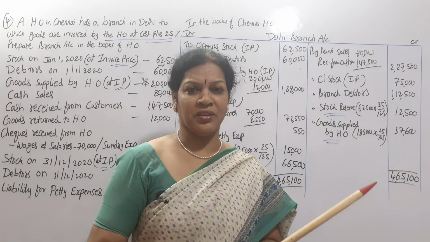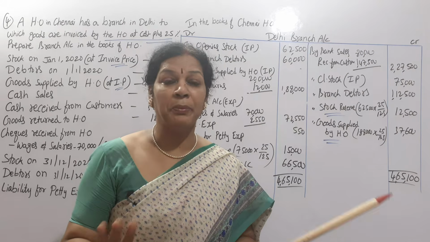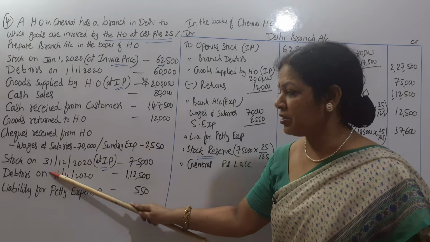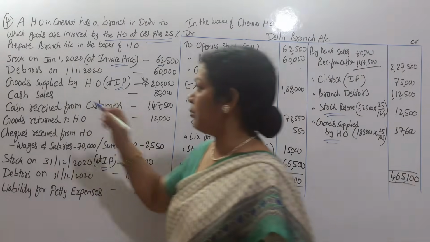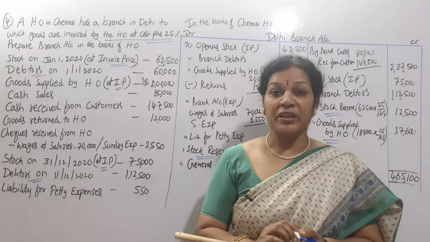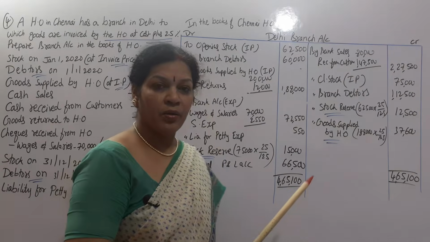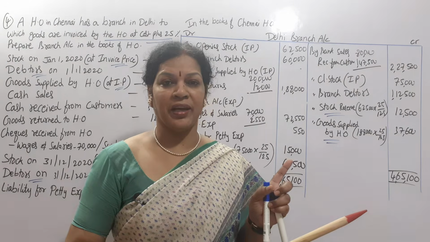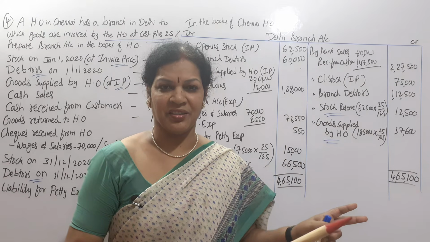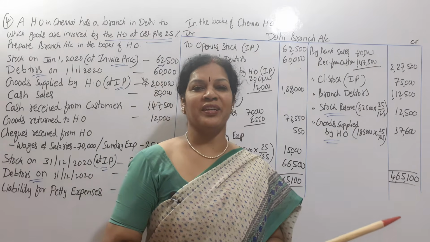And one more important thing. In this problem, you are not finding debtors account. We need not prepare debtors account. Why? Because opening debtors, closing debtors, both are given. So that is why in this problem we did not open the debtors account. Simple problem we have prepared. Only the thing is extra invoice price we have calculated and cancelled by writing on the opposite side. That's it. Am I clear? If you understand this problem, first method almost you are clear.